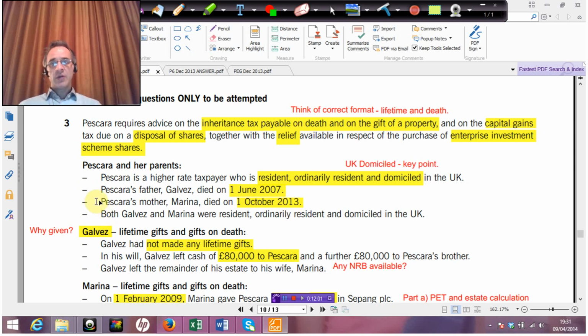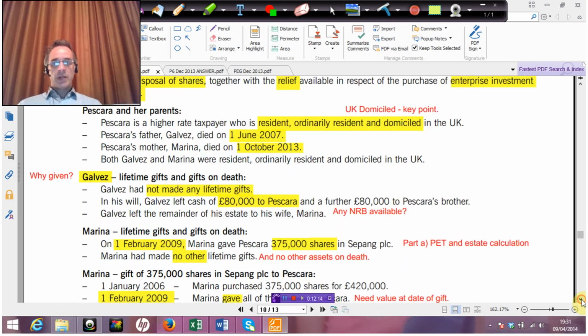So really the only reason he was mentioned, and this section here is mentioned, is simply for the transfer of the remaining nil rate band. And we'll see that in the answer. Okay, so moving on from here, we have some details in relation to the mother.